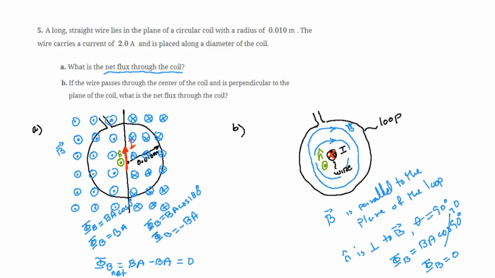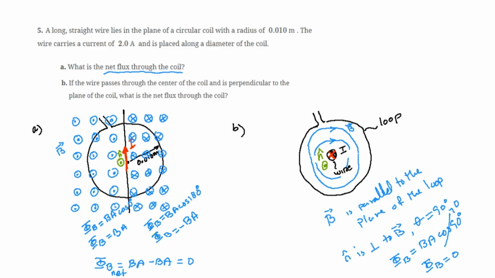This is one of the most interesting problems that I have seen, because when they start using this idea of the net magnetic flux and they locate the wire exactly on the diameter, in the first case, we have the same magnetic flux leaving the plane that enters the plane. So the net flux is just 0.